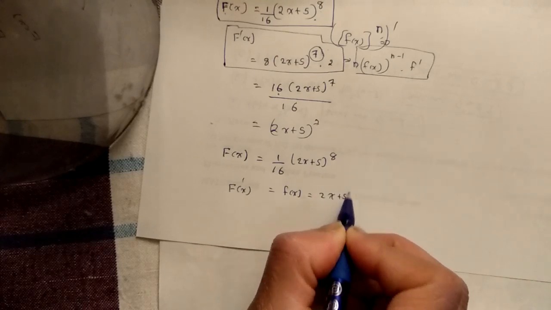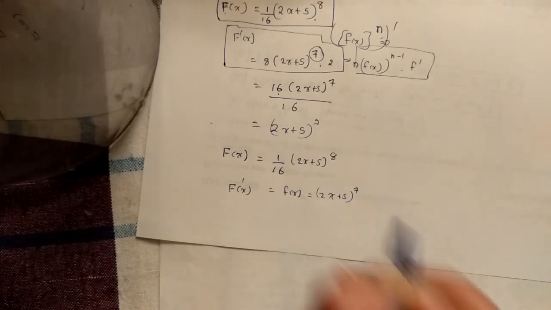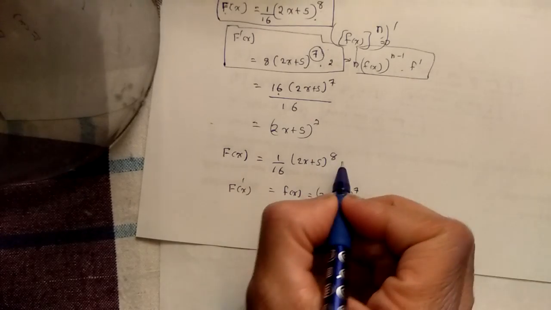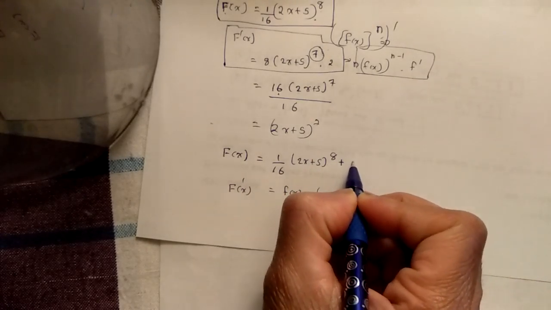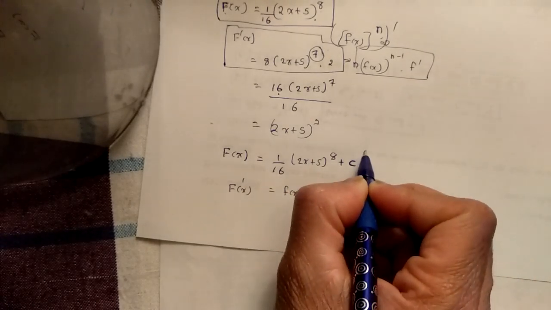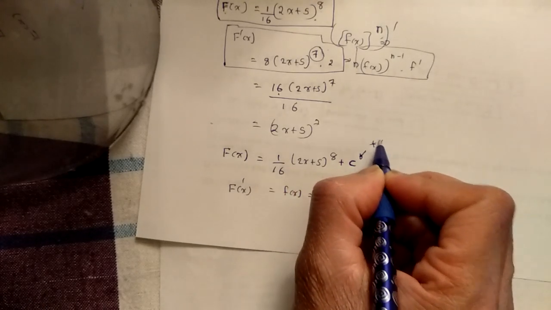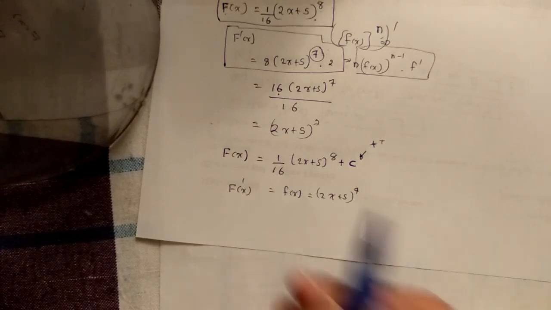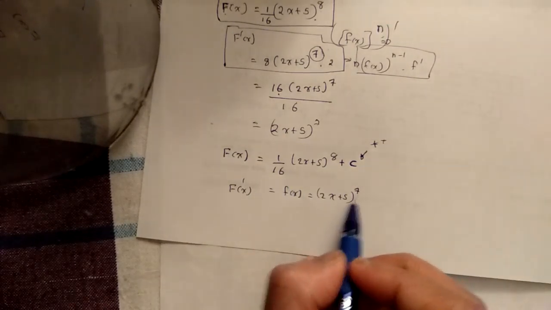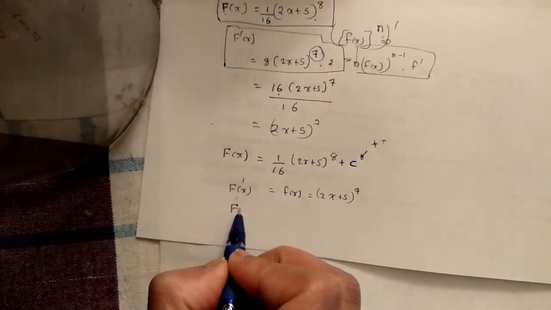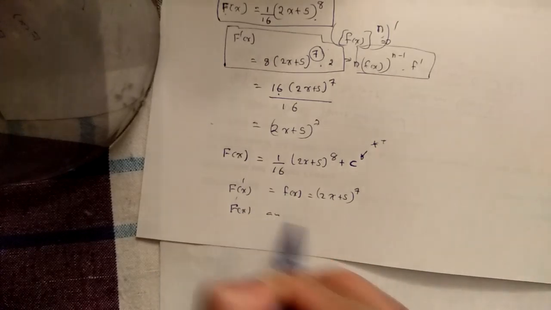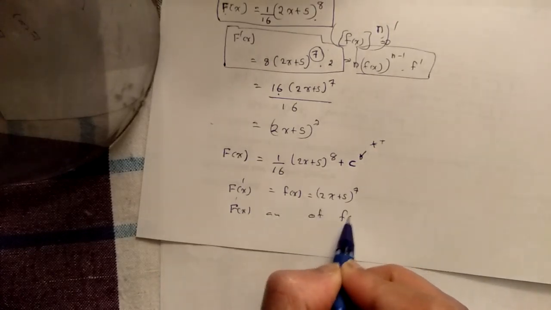But here also you should not forget that we can add another arbitrary constant, and this is very, very important. Okay, right? So if we have this relationship, we call capital F as the antiderivative of simple f.